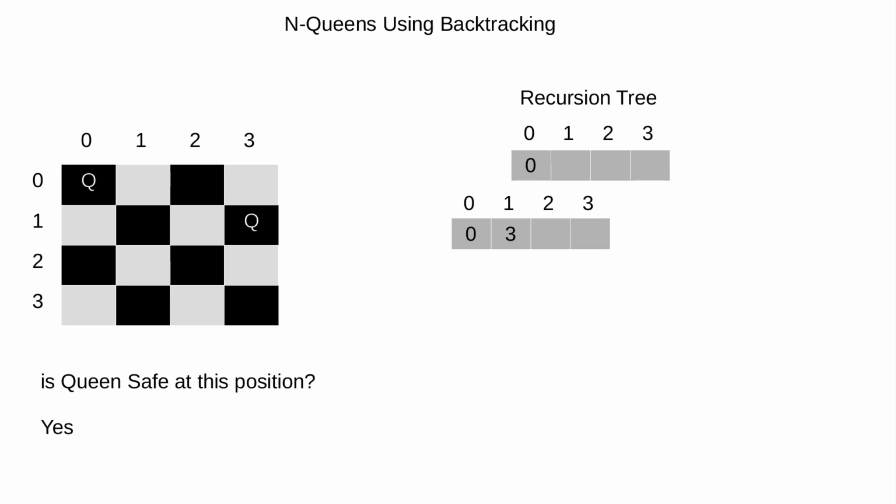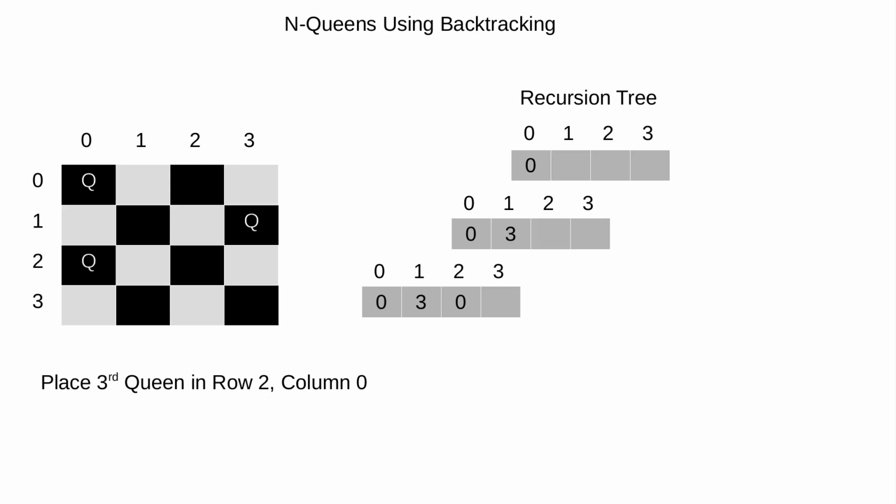Now we'll try to place the third queen. So we are moving to another level in the recursion tree. Here the third queen is placed in row 2, column 0. Is the queen safe at this position? No. So we'll check the next column. Is the queen safe at this position? Yes. And now we'll try to place the fourth queen.